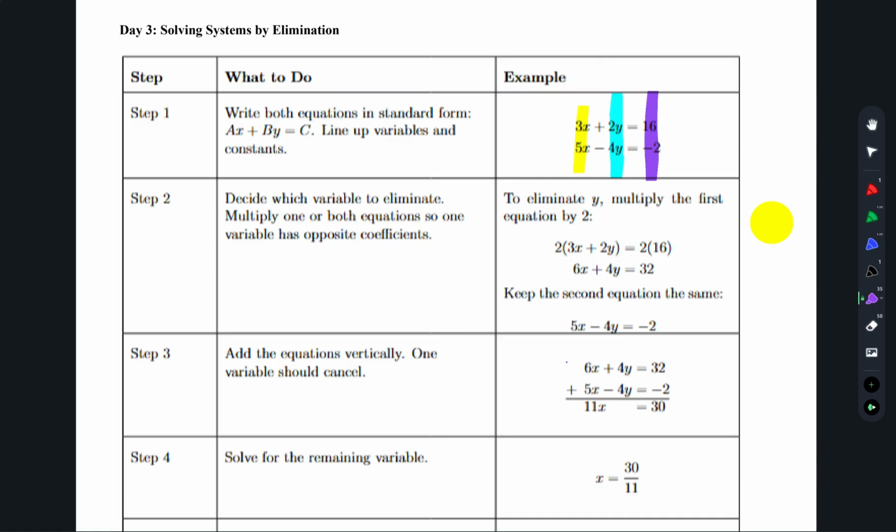Then the idea with this is you try to have either the x's match or the y's match, where one is positive and one is negative. So for this one, they're going to force this to be a 4. So what they did is they multiplied everything by 2 to make this y value a 4, so that when you add them, your y's cancel. Okay, I think it's easier when we actually do an example. So once your y's cancel, then you can solve for an x and plug in like we did yesterday.